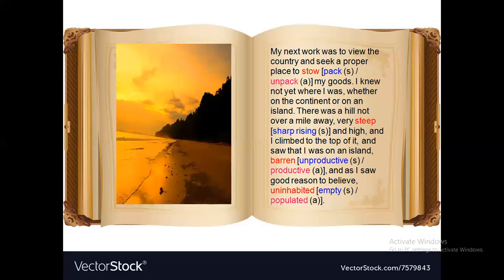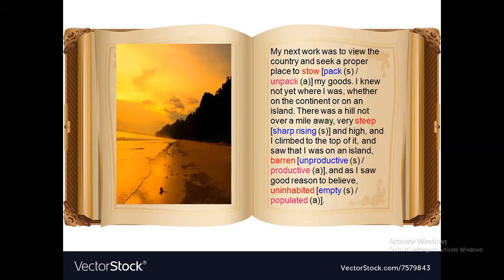I knew not yet where I was, whether on the continent or on an island. It means actually Robinson Crusoe did not have any idea about the land where he had ultimately come. He could not even tell whether it was a continent or an island.